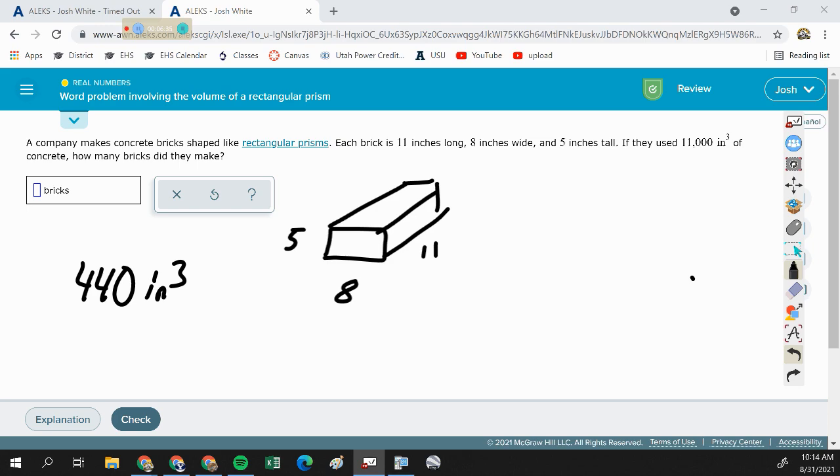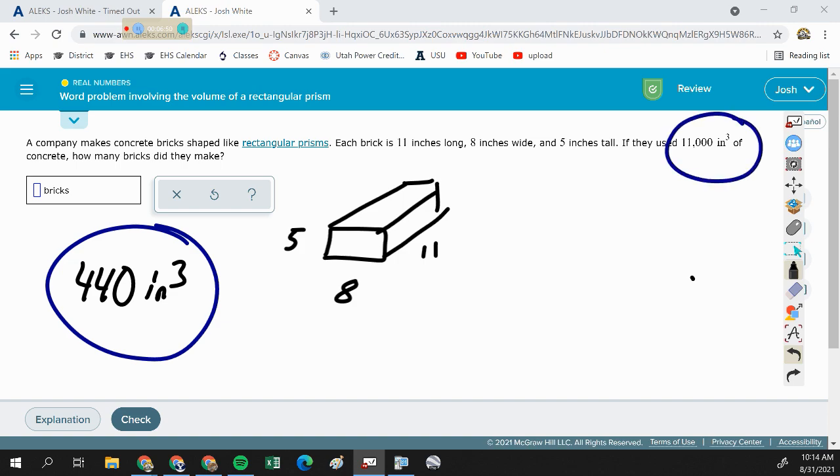So how do we figure out how many bricks they used, or how many they made? Each brick takes up that much volume, and they used that much concrete. So we'll just take 11,000 and divide it by 440, and I get 25.